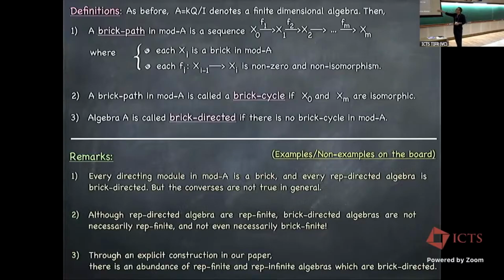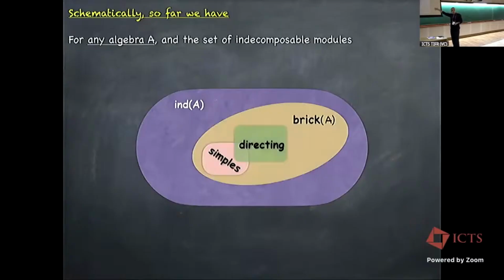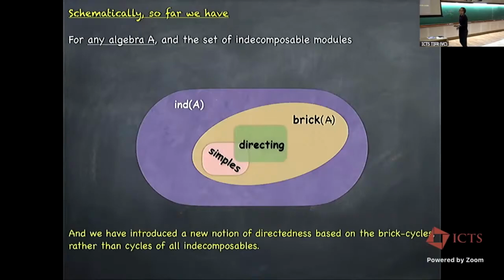Now, I had a bunch of remarks, but I want to visualize the remarks instead of running through them. What we did is we started from an algebra. We have the set of all indecomposables. We have n many simples if our algebra is of rank n. And then we have directing modules, a bunch of indecomposables, some of which are simple, some of which may not be simple, as we saw over there. There are simple modules which are not directing in particular. And then bricks contain simultaneously all the simples and all the directing modules and a lot more indecomposables, but it's a subset of indecomposables.